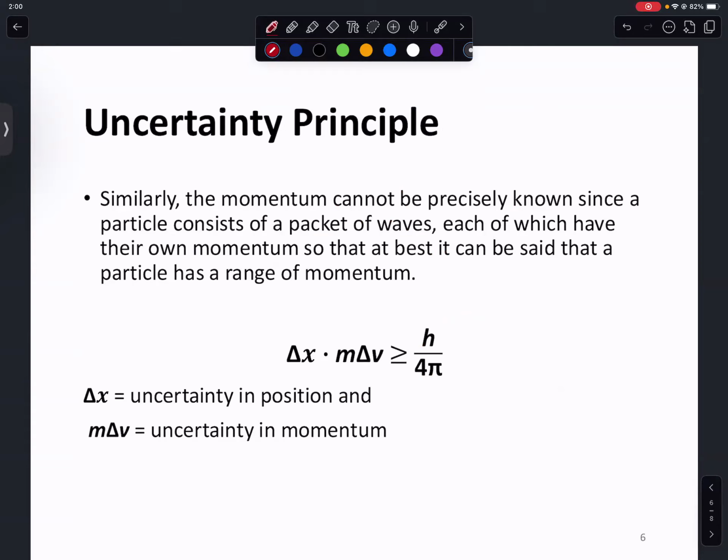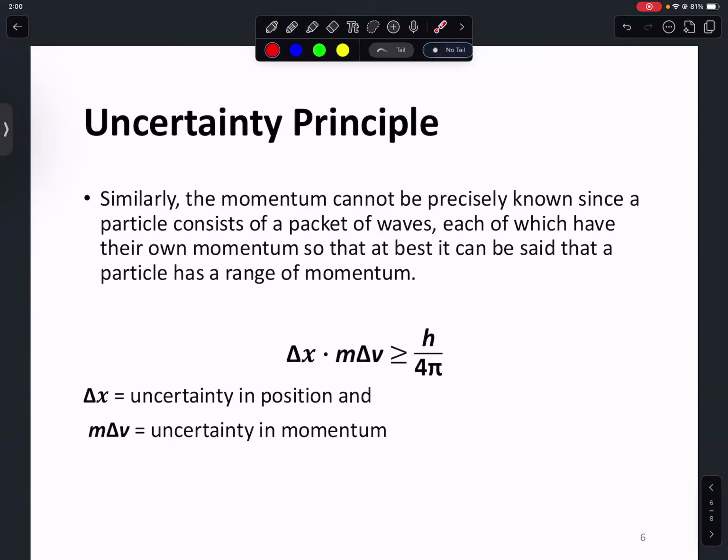The electron, for example, is not just one wave, it's an average of many waves, where each wave in this average has its own momentum. So we can say there is a range of momentum and a range of location rather than an exact location and exact momentum.